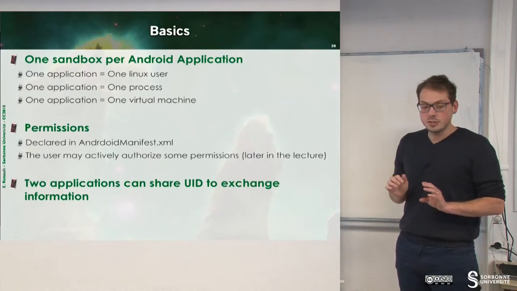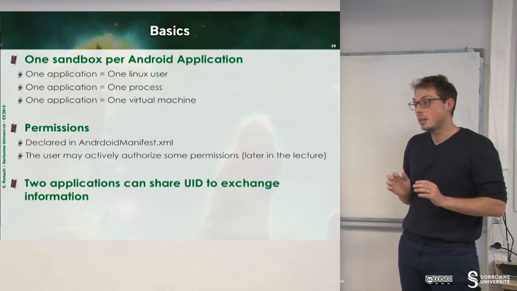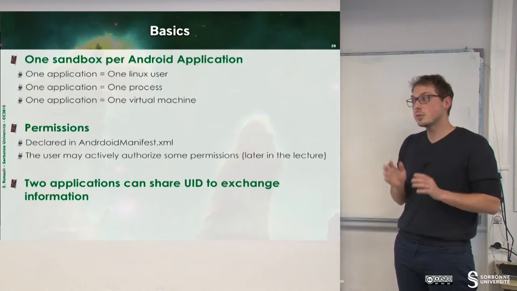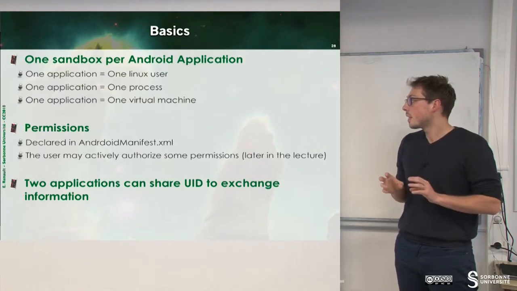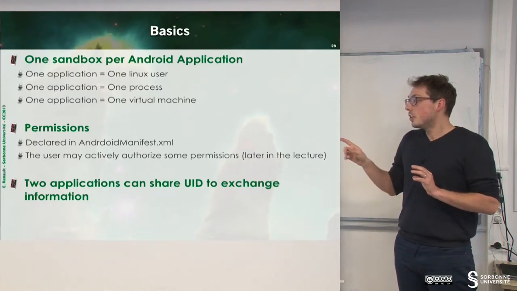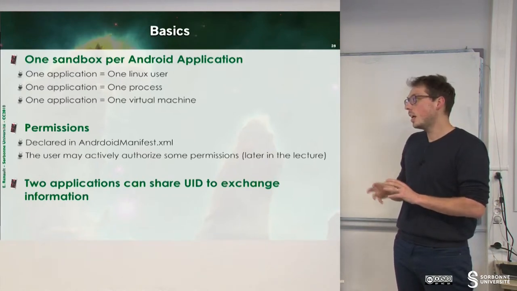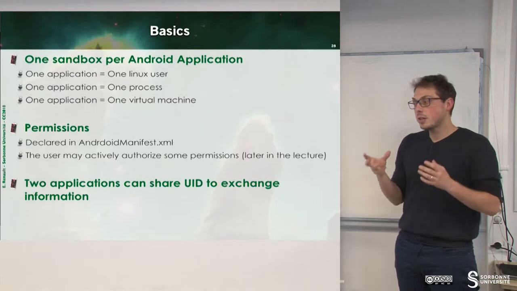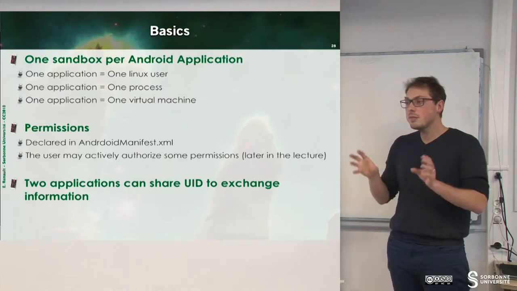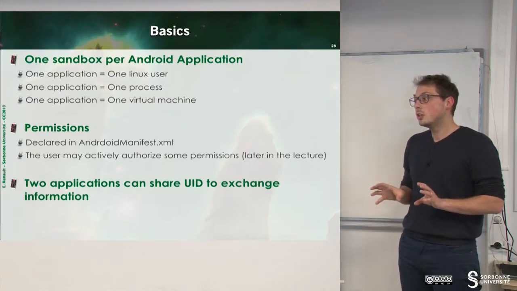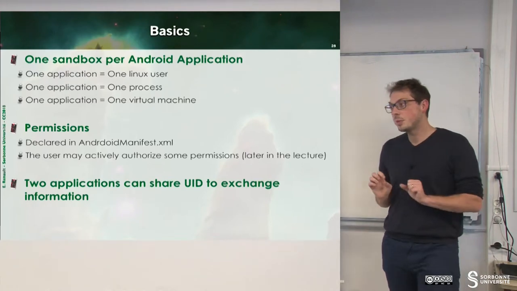What about permissions? Permissions are all declared in AndroidManifest.xml. So this is why I told you that this is the most important file in your application. When you build an application, you have to declare its permissions, and the user may be required to enable or not some of these permissions. Finally, if you want to communicate between applications, you can use the UID of the application to share information between applications.